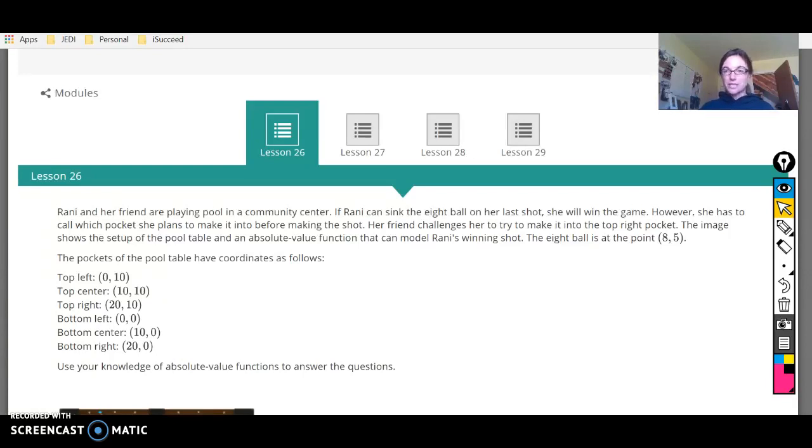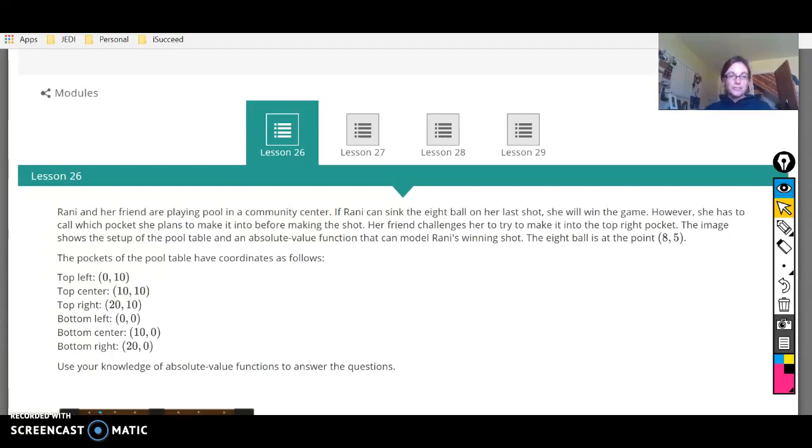And in this project, there are only 4 lessons because lesson 30 is actually just your final exam. So let's dive in to these last 4 lessons, starting with lesson 26. And this particular lesson focuses on an absolute value function, which is kind of fun.